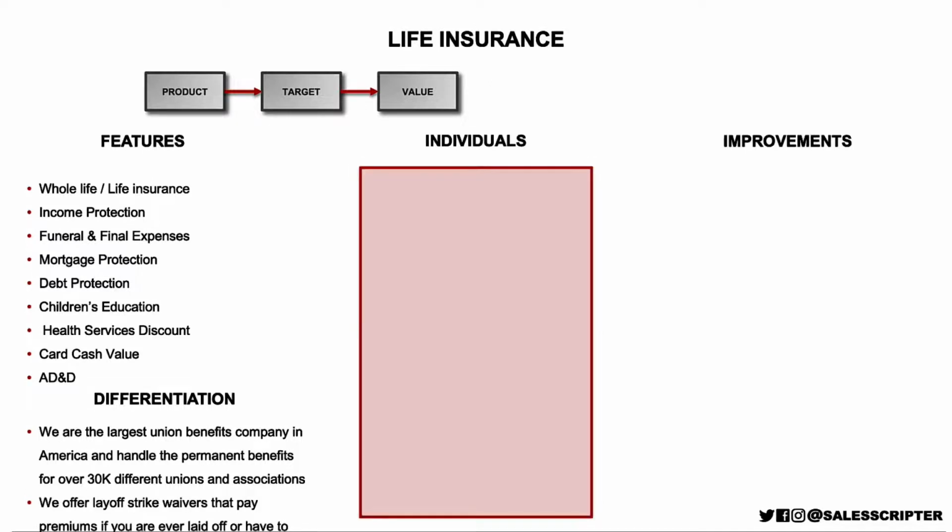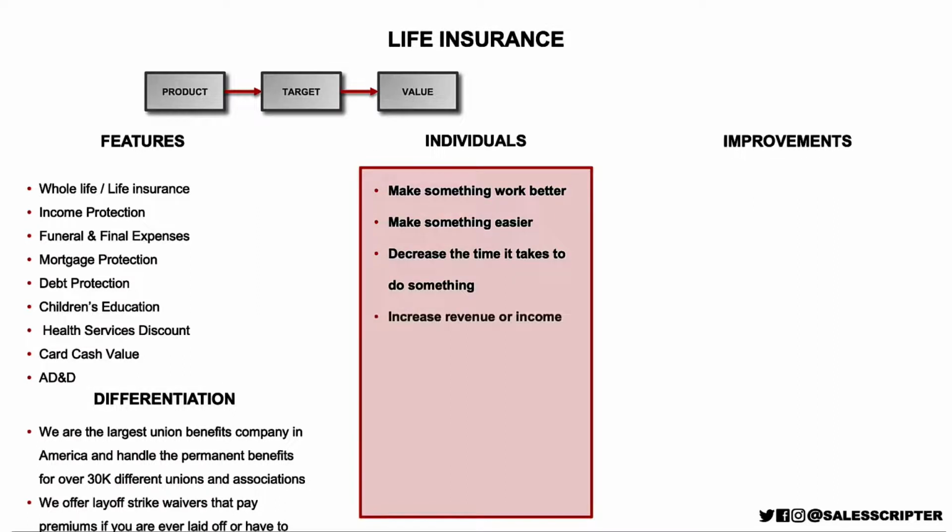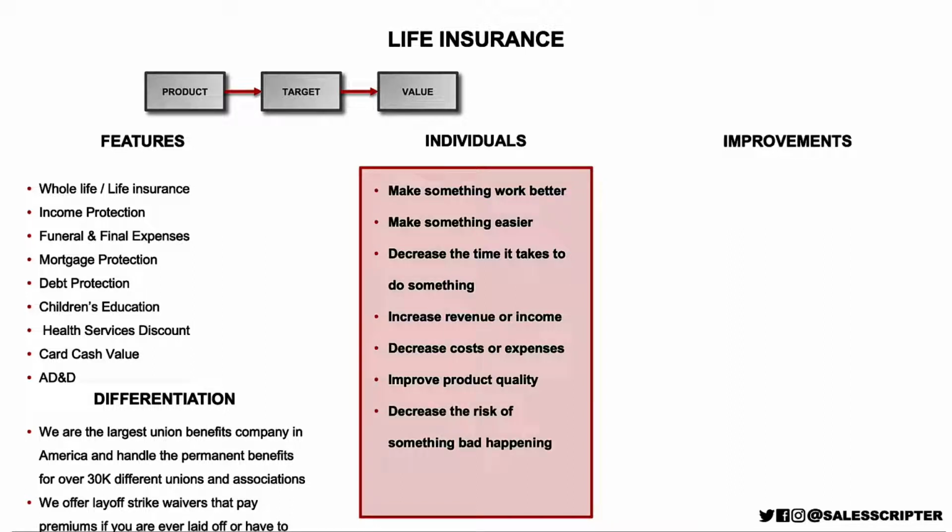And here's a little tool that you can use to help get ideas. I think there are just a few common ways that just about every product or service helps. What we typically sell can either help to make something work better, help to make something easier, help to decrease the amount of time it takes to do something, help to increase revenue or income for the target audience, help to decrease their costs or expenses, help to improve the product quality for the product that they sell or manufacture, help to decrease the risk of something bad happening, help to improve visibility or access to information.